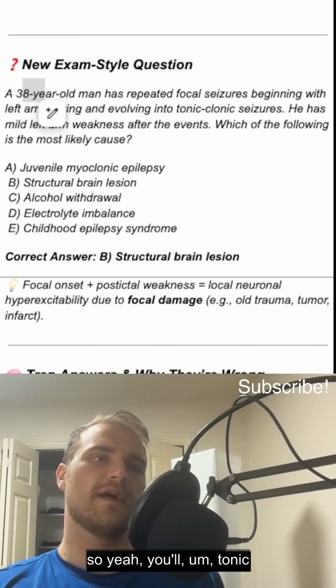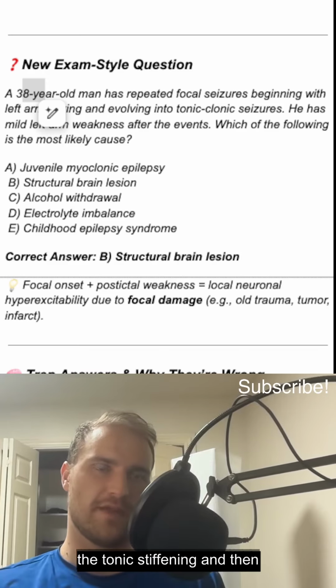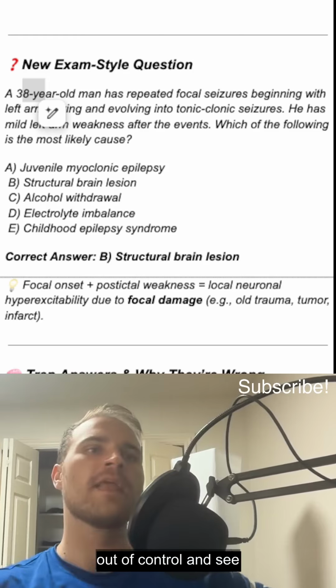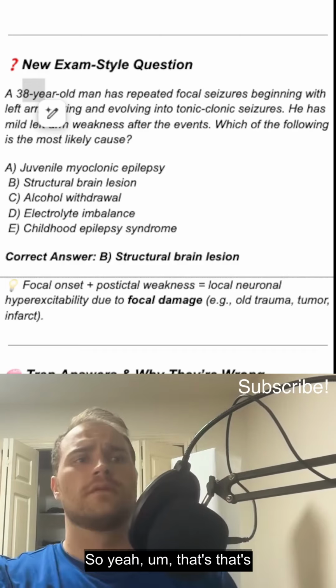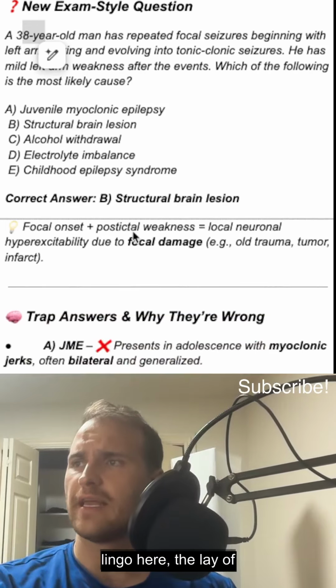So a tonic-clonic seizure starts with the tonic stiffening and then clonic jerking, and then you're out of control. You collapse, you convulse, and you have a very confused recovery. So that's kind of the lingo here, the lay of the land.